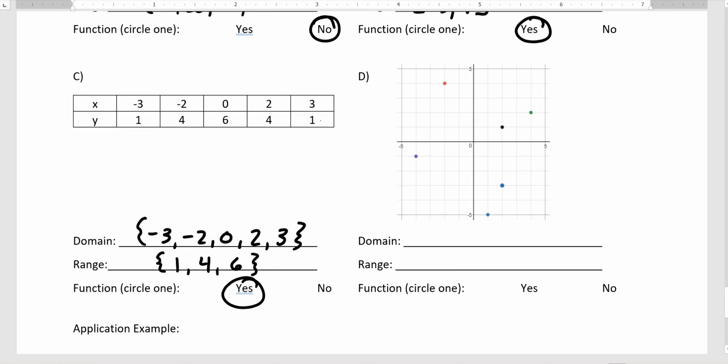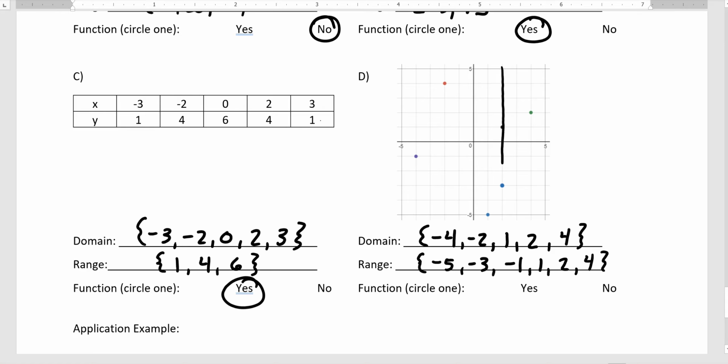All right, now my domain here, again, this is going to be a discrete function. So I have -4, -2, 1, 2, and 4. In my range, going from bottom up, I'd have -5, -3, -1, 1, 2, and 4. Fantastic. Now, is this a function? Well, if you notice, when x is 2, we have multiple values. So this does not pass the vertical line test. So no, this is not a function.